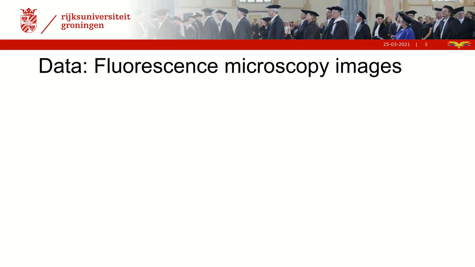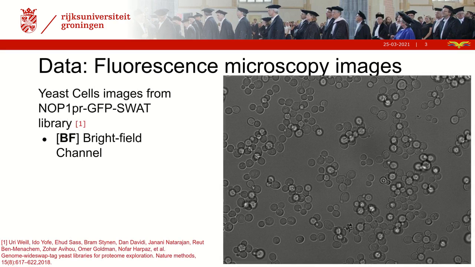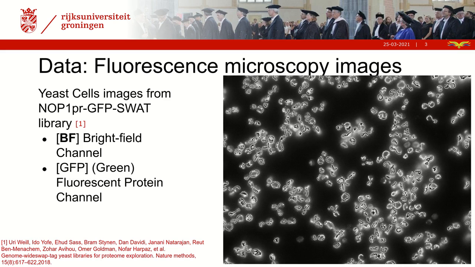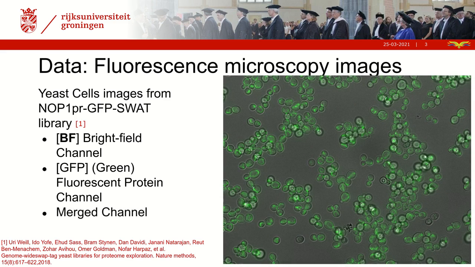We evaluated the chosen model on publicly available fluorescence microscopy data of yeast cell images. Each image consists of a bright field channel, which is a grayscale image. The second channel is a fluorescence protein channel, which is a protein that exhibits a specific colored fluorescence when exposed to light. The color green is used here, and this channel is called a GFP channel. The last channel is the merged channel, which is a combination of the bright field and the GFP channels.